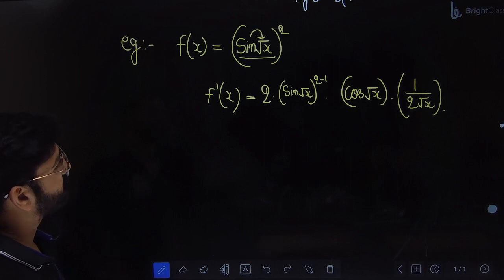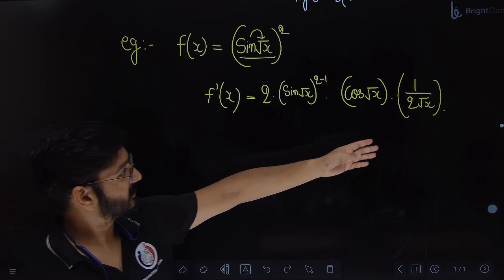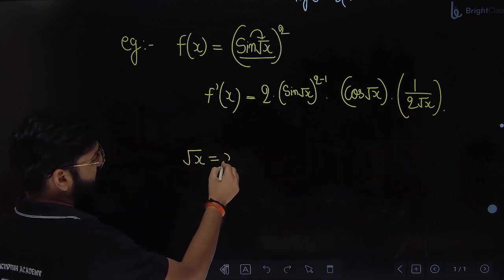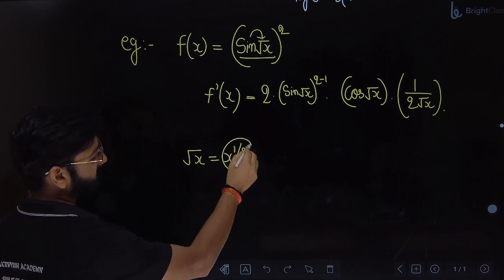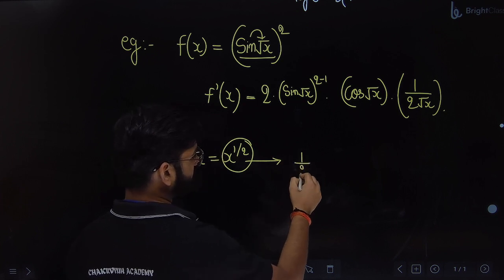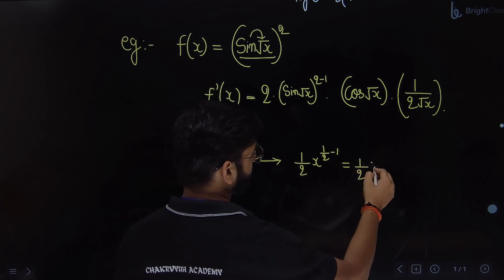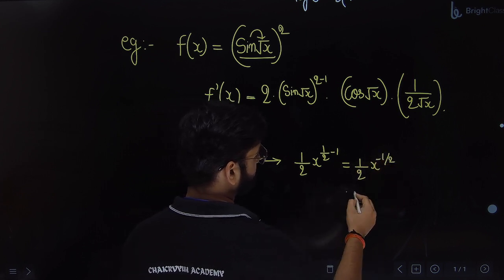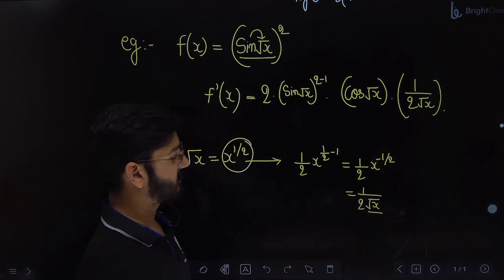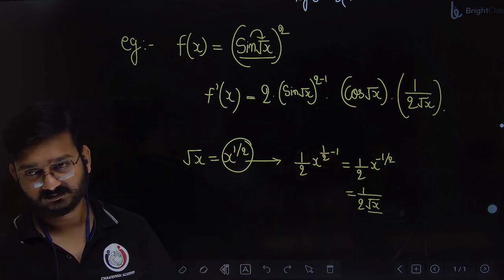So can you explain the last part again? The last part, 1 by 2 root x. This one. What is root x? x to the power 1 by 2, right? Differentiate it. n into x to the power n minus 1. So 1 by 2 times x to the power minus 1 by 2. I directly wrote that.